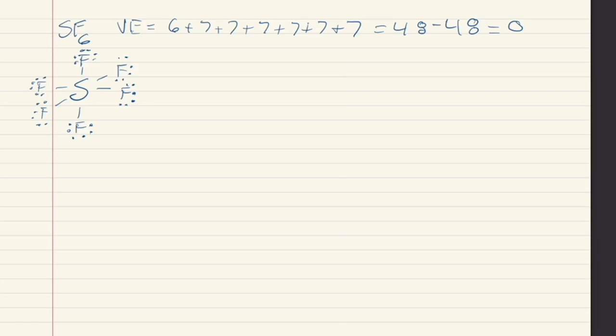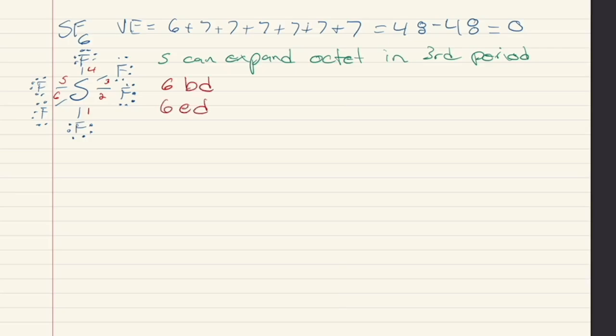The reason we can create the 6 bonds around sulfur, remember, is that sulfur can have an expanded octet because of its position. It's in the third period. Now, if we wanted to talk about counting our bonding domains and electron domains, all of the domains on this molecule are in fact bonding domains. So we have 6 bonding domains as well as 6 electron domains. In this case, they're all the same. Why? Because we have no lone pairs.